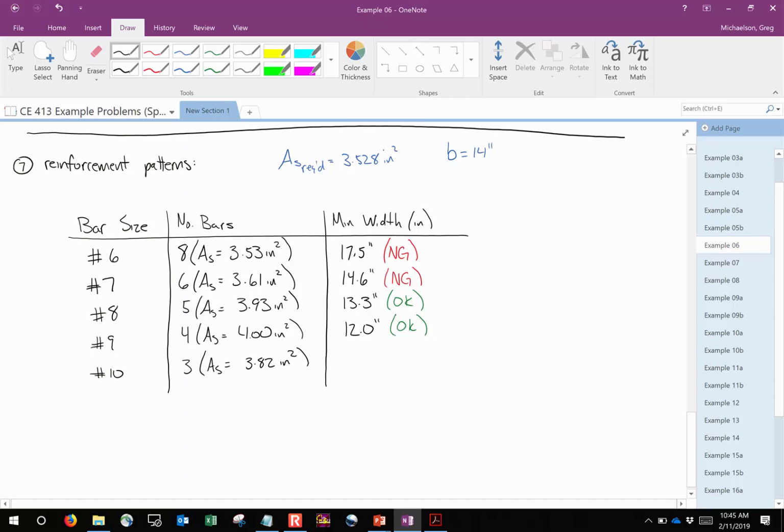And what's the required beam width? 10.3. So that's obviously valid. Now, between those 3, which would you pick? The 3 number 10s. So let me ask you this.